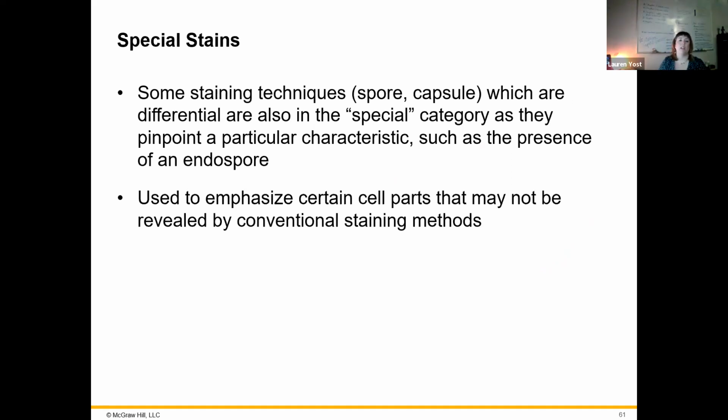Okay, then we have some special stains like certain spore stains and capsules that are differential, but also fall into a special category because they pinpoint specific characteristics, like the presence of an endospore. When you look at an acid-fast stain, that's not necessarily going to be a special category because we're not looking to see if an organism has a special feature going on with that cell. That's what's special about the endospore. Does it have this special thing? Does it have the endospore? Does it have a capsule?